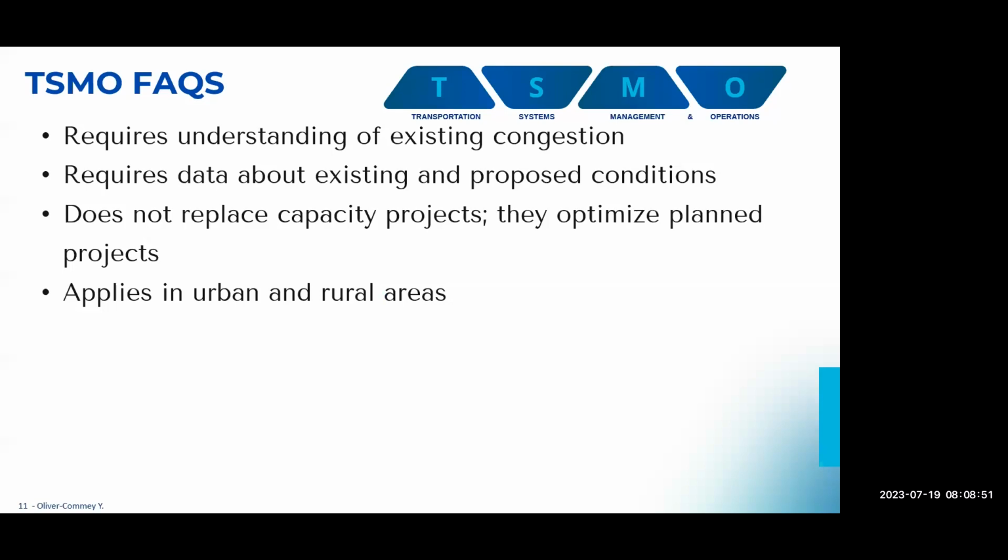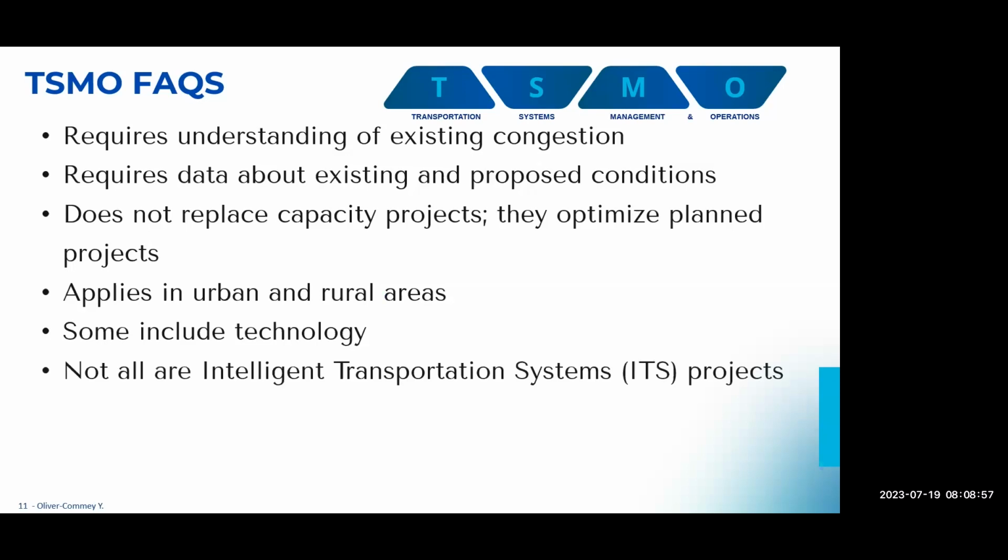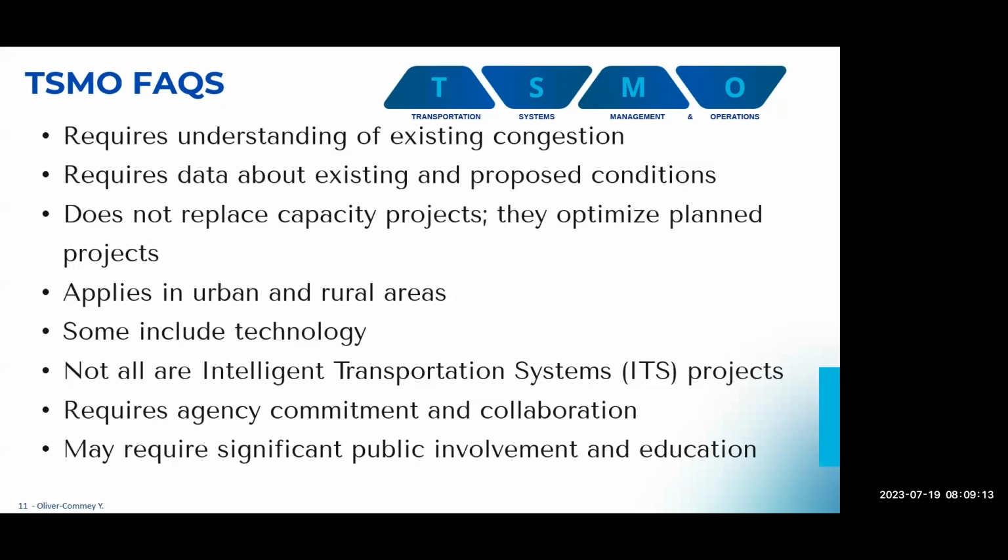It can apply in both urban and rural areas. While most of them include technology, not all of them will fall under what we call the Intelligent Transportation Systems, or ITS for short. It definitely requires the agencies or the management body to be committed to this kind of approach. And it also might require you to really spend time engaging with the public, because the public are the road users, and they tend to have insights that sometimes you might not have as a managing agency, or you simply don't have that kind of insight that they have from using the roadways every day.